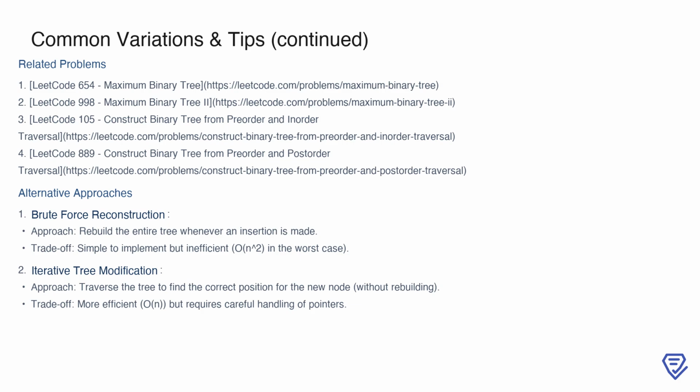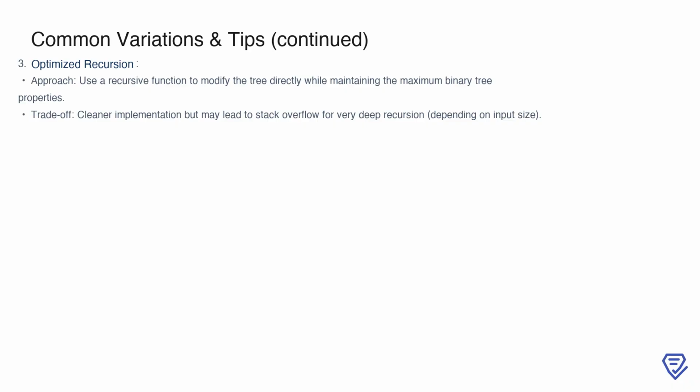Now, when it comes to alternative approaches, one option is brute force reconstruction. This involves rebuilding the entire tree for every insertion. While simple to implement, this approach is highly inefficient for larger inputs, with a worst-case complexity of O(n²). A more efficient option is iterative tree modification. This involves traversing the tree to find the correct position for the new node without rebuilding the entire structure. While this approach is faster, with O(n) complexity, it requires careful handling of pointers, which can increase the implementation complexity slightly.